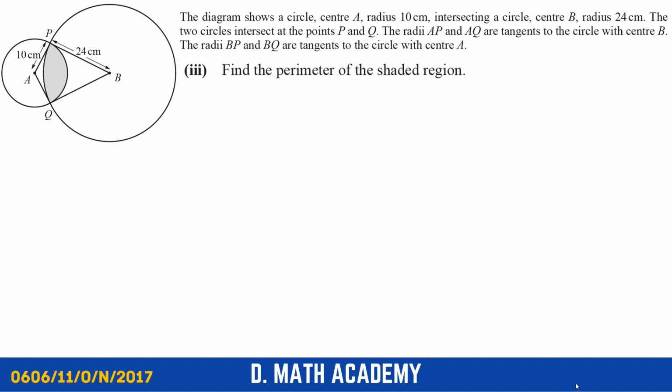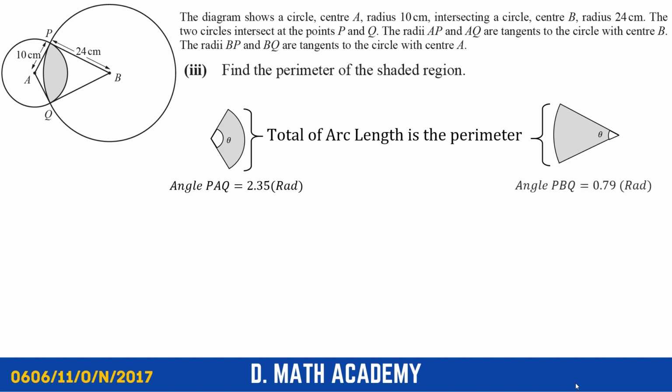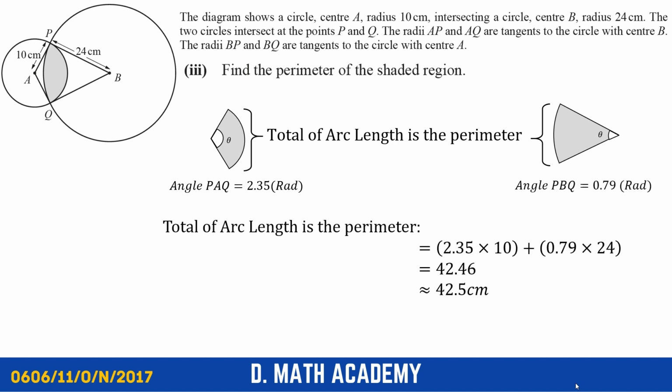Finding the perimeter of this shaded region basically is the 2 arc lengths of the shapes. Since we already have their respective radians, we can now calculate the total arc length as 2.35 times 10 and 0.79 times 24. After correcting it to 3 significant figures, you get 42.5 as your final result.